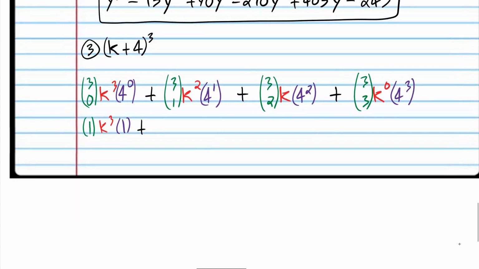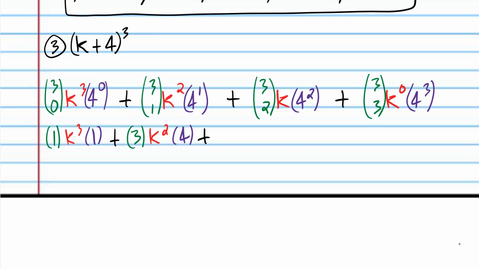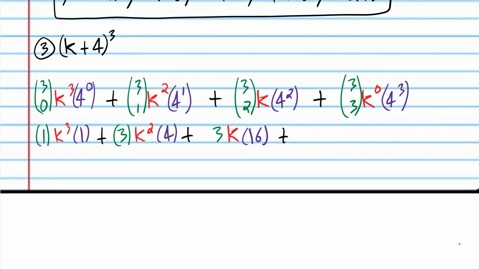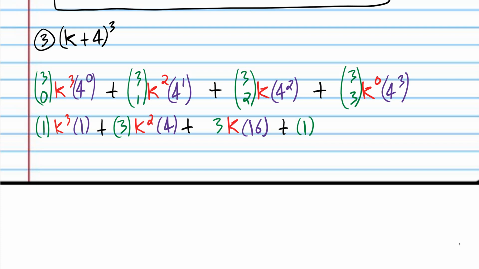And how many ways can you choose one thing out of 3 things? Well, obviously that's just 3. And 4 to the 1 power is 4. 3 choose 2. You can do that in your calculator if you want. That's going to be 3. So we have 3k times 16. And how many ways can you choose 3 things out of 3? Well, that's just 1. K to the 0 power is 1.